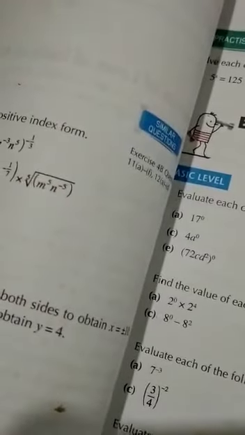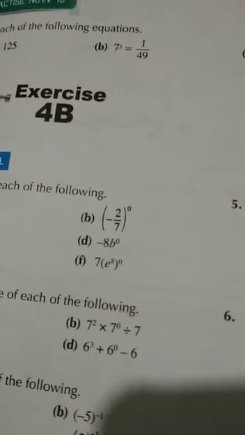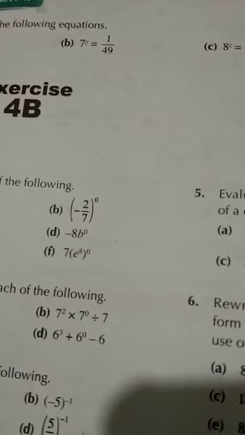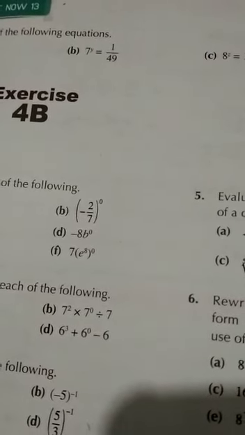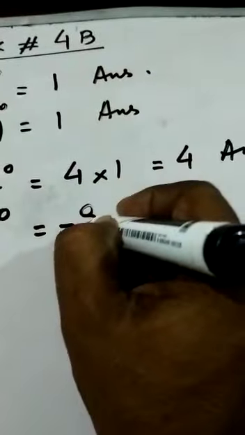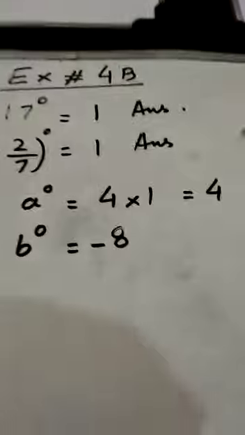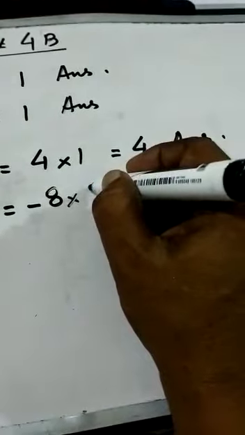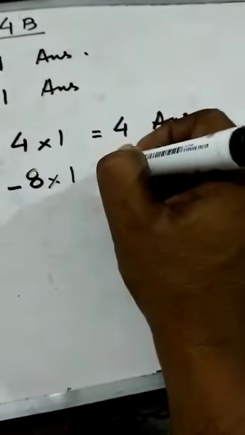Okay, now after this we have minus 8 and b to the power 0. So minus 8 will remain like this. Okay, no change, and b to the power 0 will become 1. So 8 into 1 is minus 8. This is your answer.